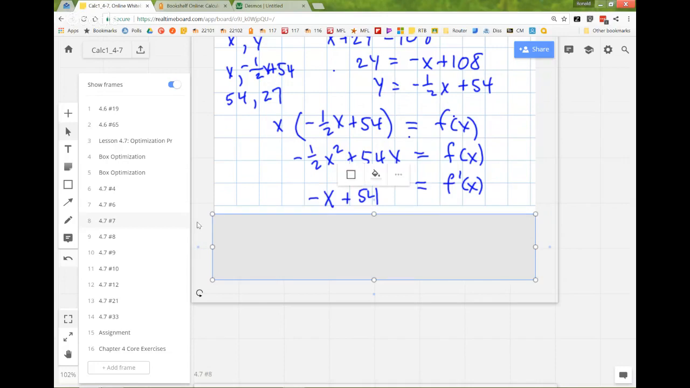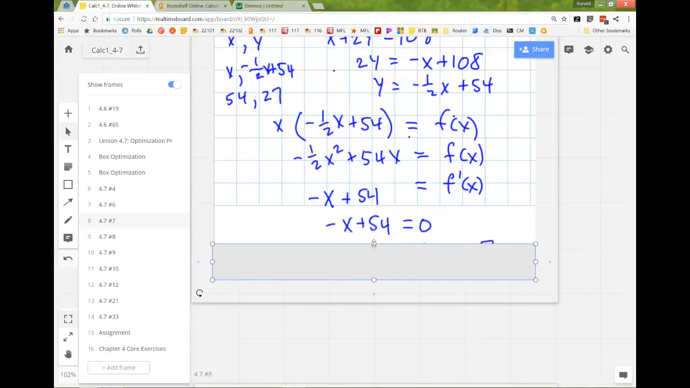Kind of cool what happens here when you take the power rule. 2 times -1/2 is -1x. Reduce the power by 1 to the first power plus 54. Set that equal to 0. And x equals 54.